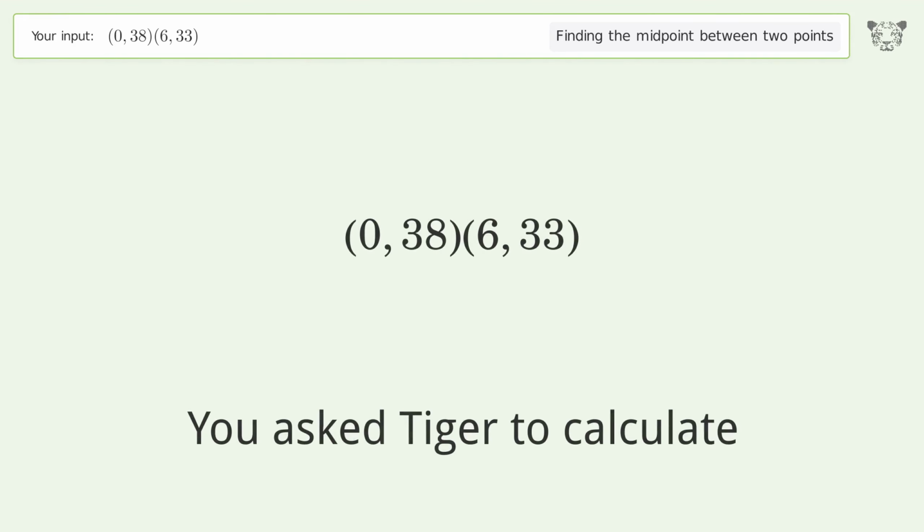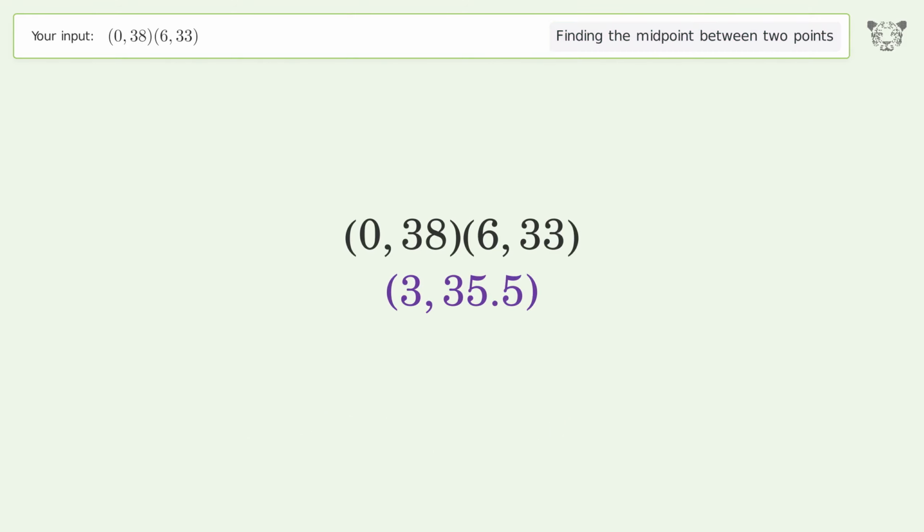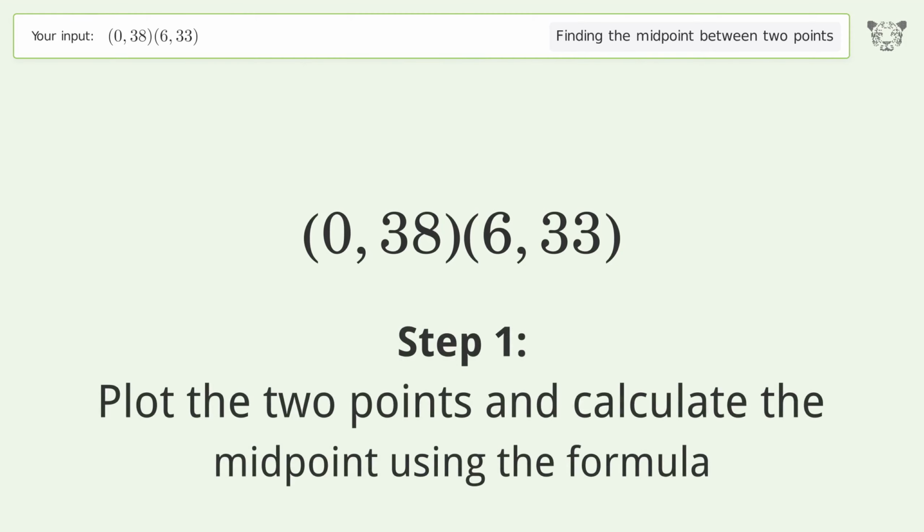You ask Tiger to calculate. This deals with finding the midpoint between 2 points. The midpoint between the 2 points is 3, 35.5. Let's solve it step by step. Plot the 2 points and calculate the midpoint using the formula.